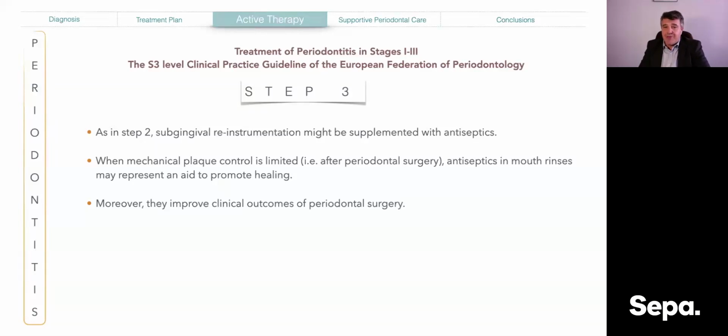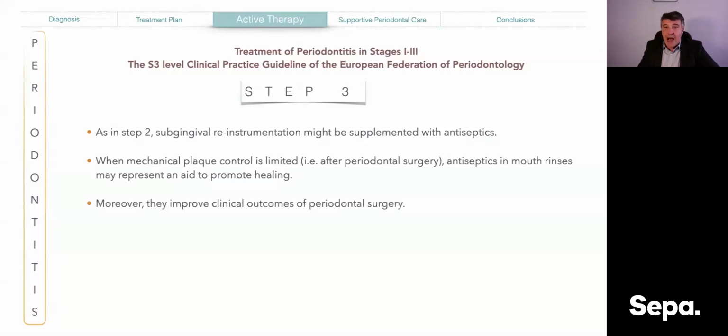Well, if we are dealing with re-instrumentation, as in step 2, we can use adjunctives. And among these adjunctives, antiseptics can be used. And there is evidence to support the use in the instrumentation. Also, antiseptics can be used during the healing period after a periodontal surgery to promote healing or to avoid complications. And again, there is some evidence supporting this action.